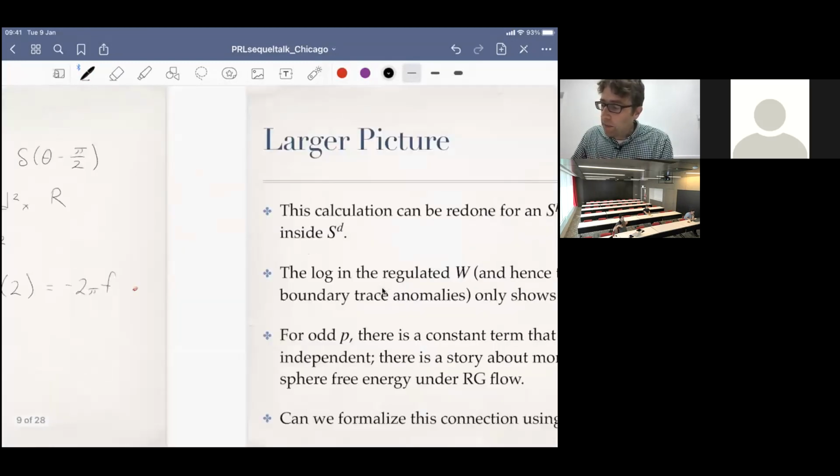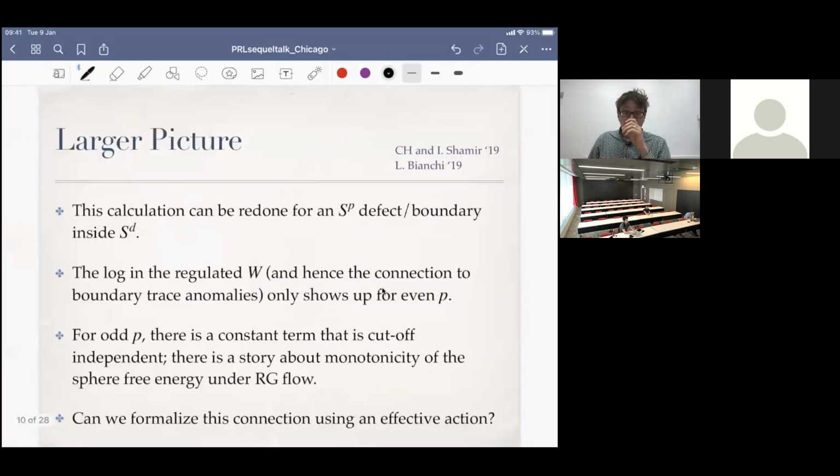Okay, so let's take a step back and think about what that means more generally. So I looked very specifically at the 2-3 case, two-dimensional boundary, three-dimensional bulk. But you can do this calculation in general. There's nothing to stop you from doing it for an S^p boundary inside some S^d dimensional sphere, which is what this first bullet point is saying. And the log, the fact that we saw a log, it's only going to show up, it turns out, for even dimensional p.